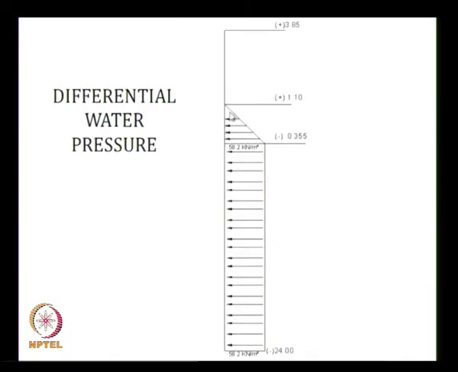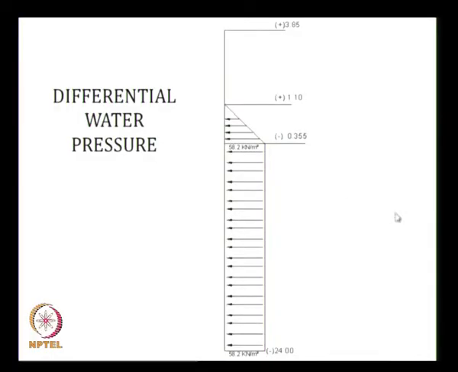This is the differential water pressure. We are assuming the water level on the land side of the diaphragm wall is 1.1 and on the sea side is minus 0.355. This minus 0.355 depends on the tidal ranges that I have shown. I will have a separate lecture where I will tell you how to calculate the differential water pressure. But that differential water pressure exists from plus 1.11 up to the founding level of the diaphragm wall. Do not stop it here, it has to go right down to the bottom of the structure.